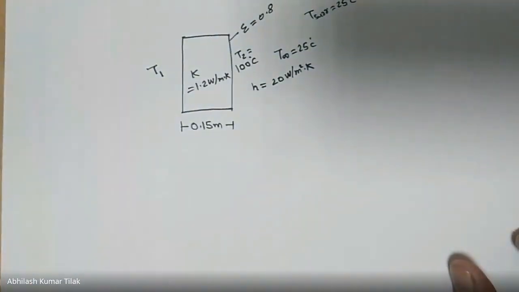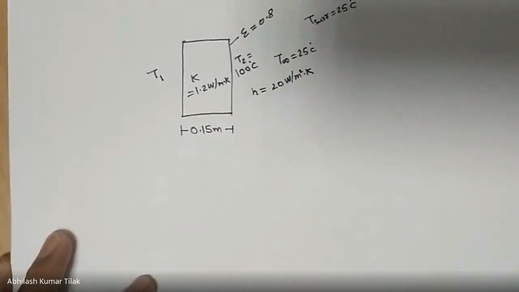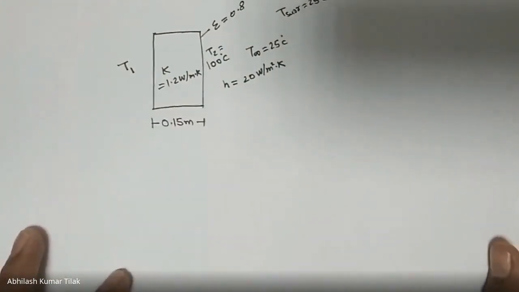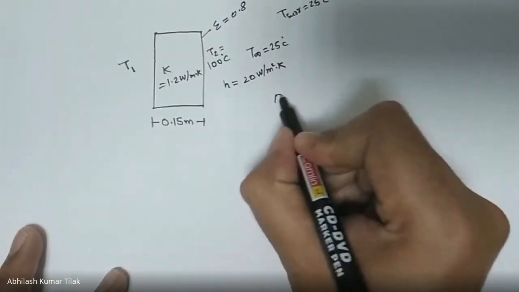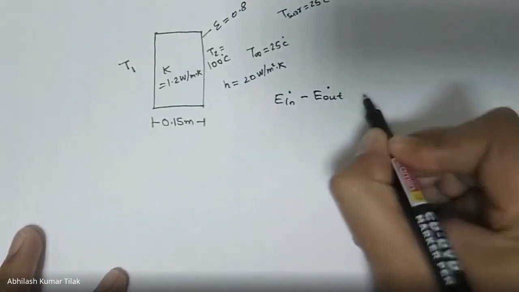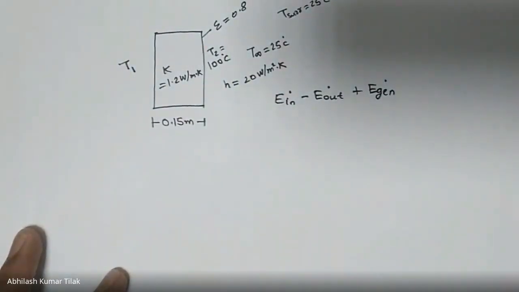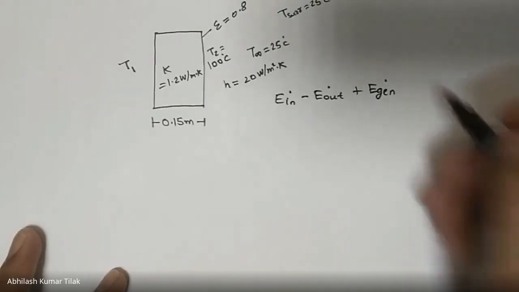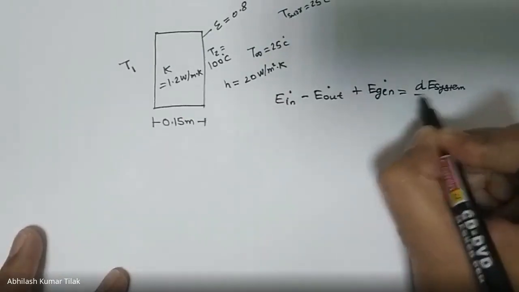Okay. So now here, if we apply the energy balance, that is what we have studied in the last class, the energy balance states that E in minus E out plus energy generated is equal to the change in the energy of the system with respect to time.